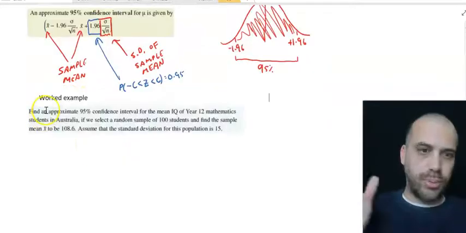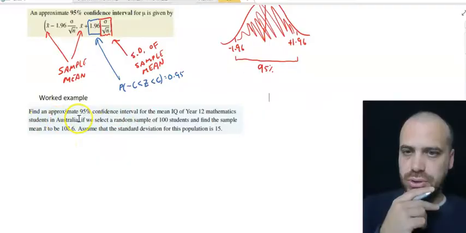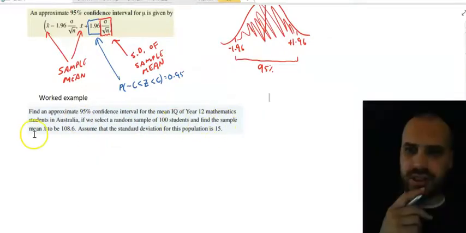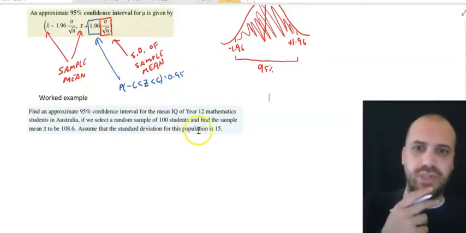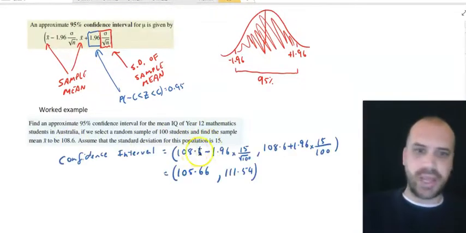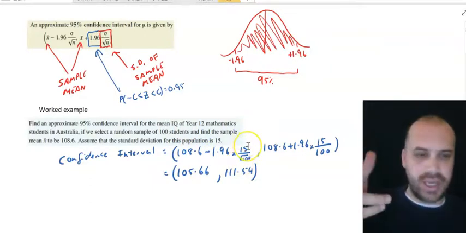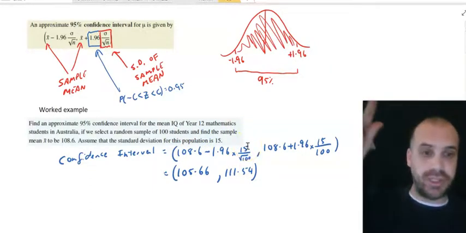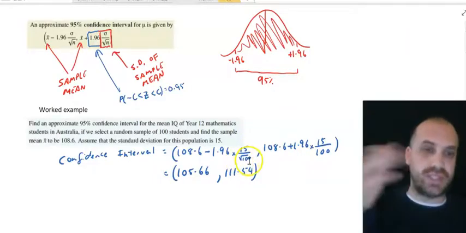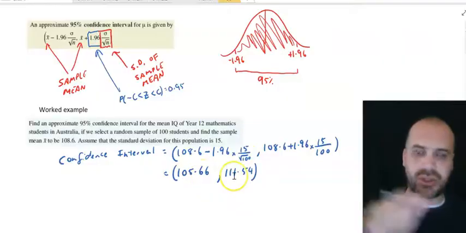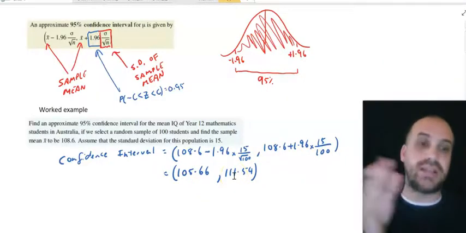Do a question. All right, approximate 95% confidence interval. We've selected 100 students and find the sample mean to be 108.6. Assume that the standard deviation for this population is 15. It's plug and play: put the mean in, put 1.96 in, the standard deviation of the population. That's an assumed standard deviation. And then the square root of the sample size. And these are our two intervals. All right, that is our interval.